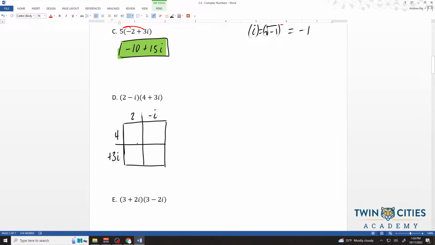And then for each of these cells, I'm going to multiply to what is showing on the outside for the column or row. So what I mean by that is here, this will be 2 times 4, that makes 8. For this one, this will be negative i times 4, so negative 4i. For this one, this will be 2 times 3i, so 6i. And lastly, 3i times negative i, that's going to make negative 3i squared. However, since i squared is negative 1, this is really saying negative 3 times negative 1, or just positive 3.